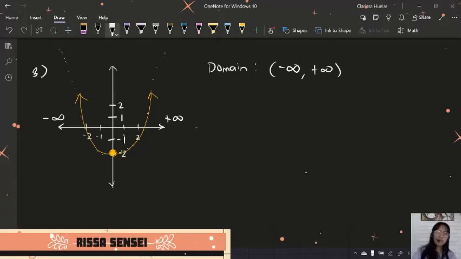Ma'am, pwede 1 million? Oo, pwede maging value ng x. Ma'am, pwede negative 1 million? Pwede rin. Ma'am, pwede negative 1 over 1 million? Oo, pwede rin. Because they are all real numbers. Pero ang range maiiba.